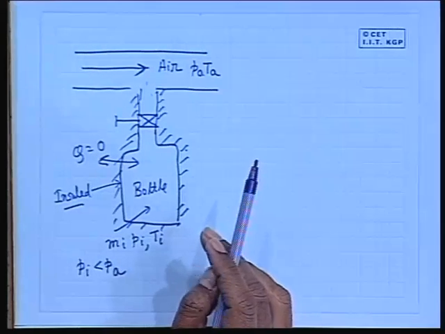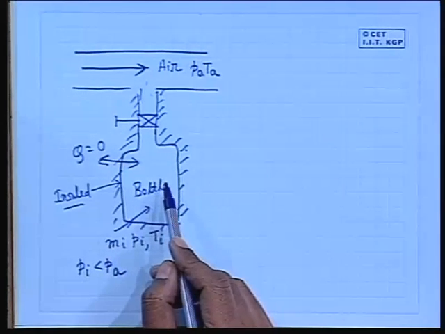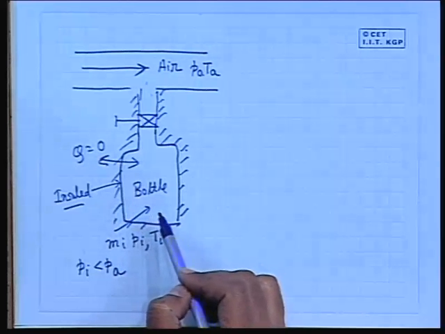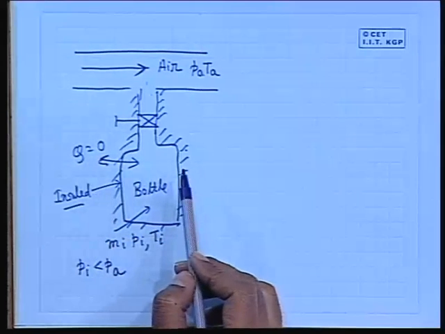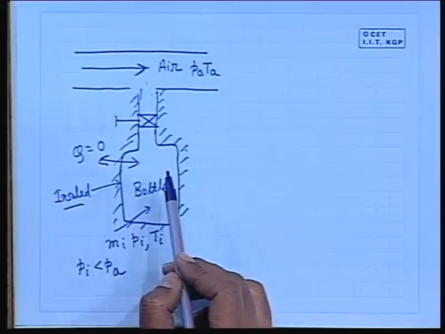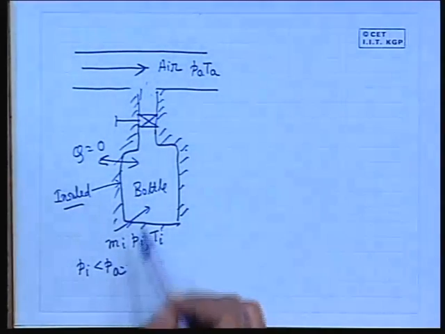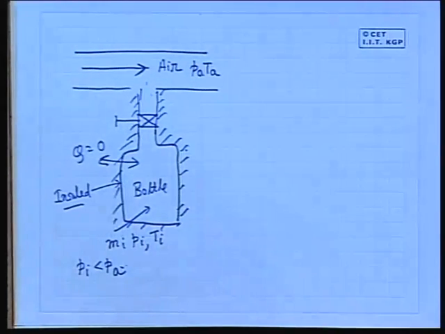So the parameter of interest to be known is the temperature. At that condition, what will be the temperature in the bottle if we do not allow any heat to come out or go in? Because pressure will be equal to Pa. That means, what will be the final temperature of the bottle when the process naturally stops? How to solve this problem? This is a problem of application of first law to a control volume at unsteady state.